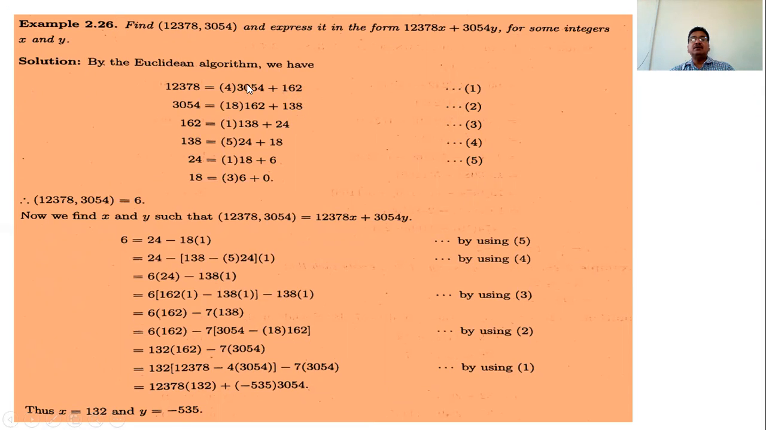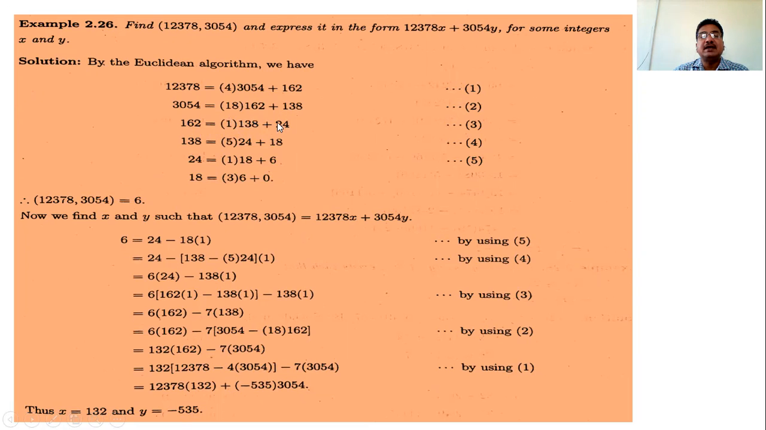Then the next step, the next equation, is to divide this divisor 3054 by this remainder 162, then 18 is the quotient. If we divide this number by 162, we have the answer 18 point something, meaning 18 is the quotient. And this minus 18 into 162 gives this number 138. Then divide 162 by 138. Obviously the quotient is 1 and 24 is the remainder.